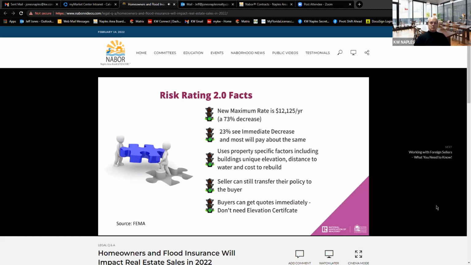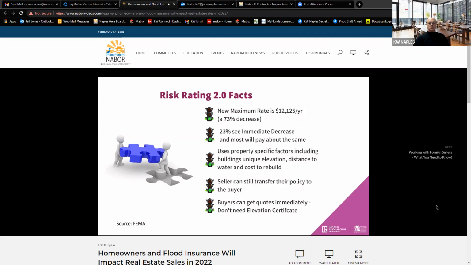You no longer need an elevation certificate to get a rate quote. You can call your insurance company. And one last thing, you can assume the policy of an existing homeowner when you're purchasing a home. So it's very important to be able to get that information. You can get a much lower rate that way if the new rating is higher.